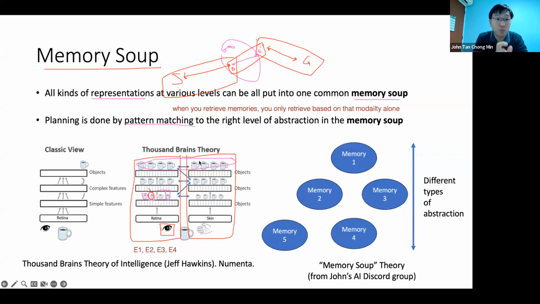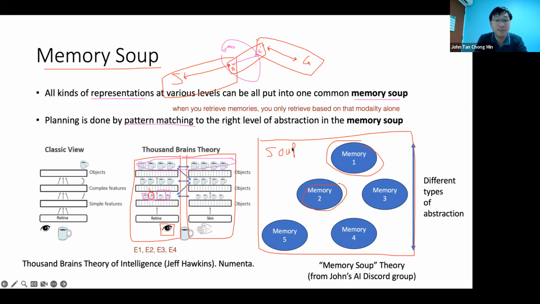Your retrieval is conditional on your inputs, but your storage is everything. Every single agent has access to everything. It's just that when you retrieve, you block out certain parts that you don't have information of. This is very similar to different kinds of memories with different types of abstractions. You store it all in the same thing. This whole thing is your soup, which you can retrieve, and it's a selective retrieval based on the kind of state that you are in or the inputs that you have. Questions on memory soup?